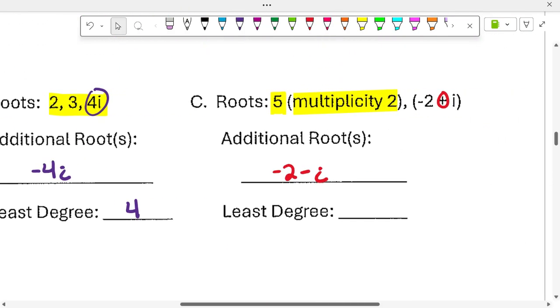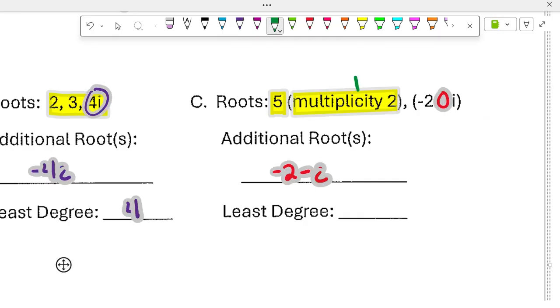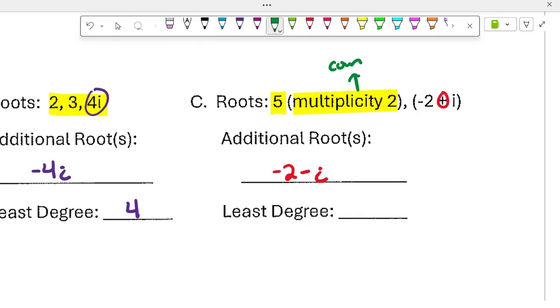Now, be careful about this. How many roots are there total? 4. Why is it 4 and not 3? Right. Multiplicity of 2 means count twice. So since 5 is counted twice, that means this is 1, 2, 3, 4.